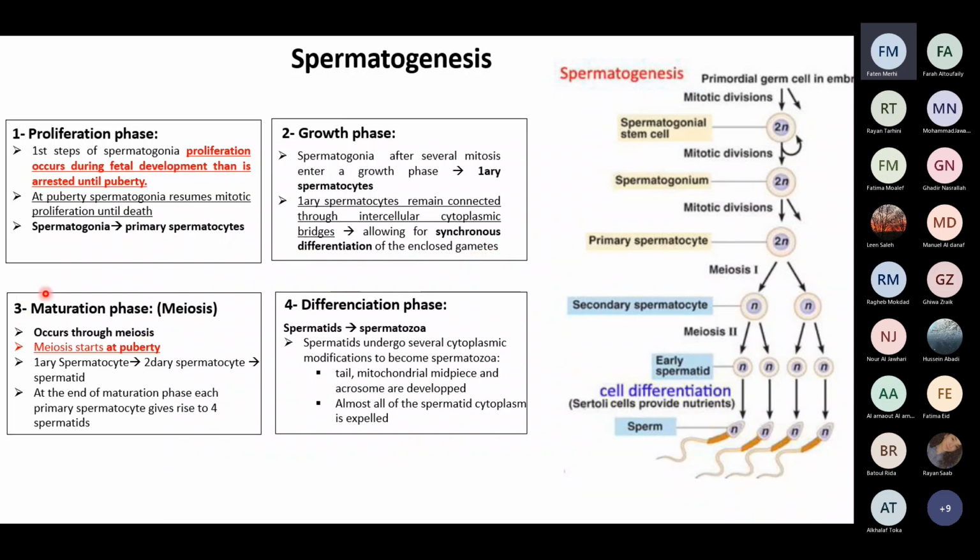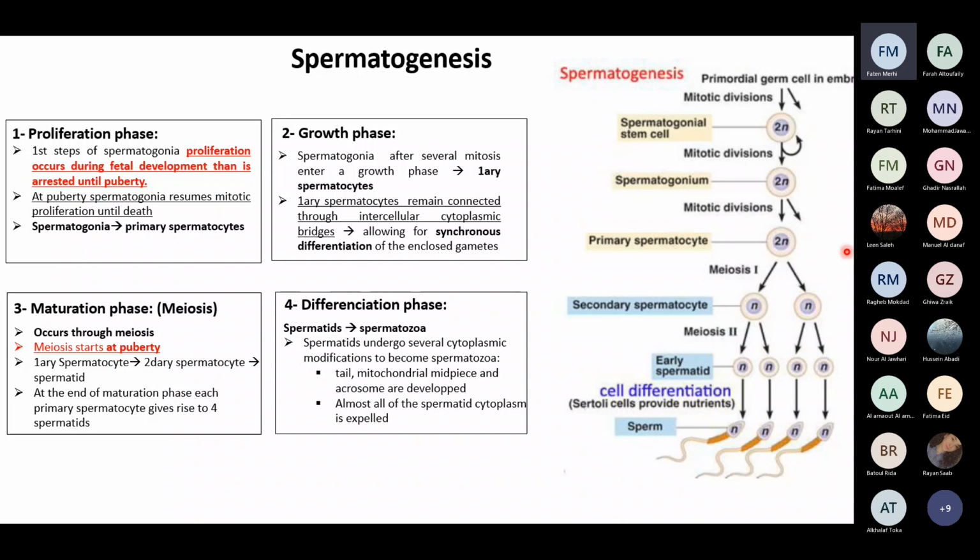Now, what we call the maturation phase is the steps where we have the meiosis. So whenever we talk about maturation, we talk about meiosis. The maturation occurs through meiosis, and the meiosis starts at puberty. We don't have meiosis before puberty. So the meiosis starts at puberty.